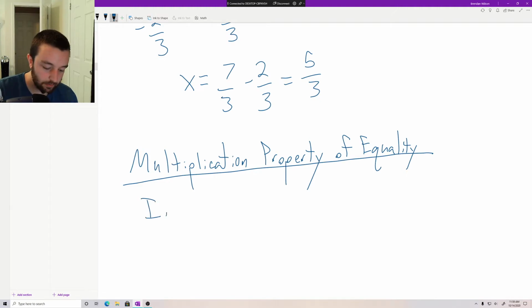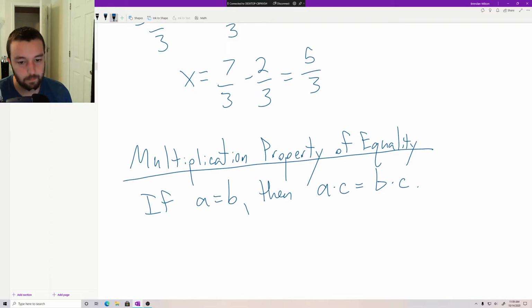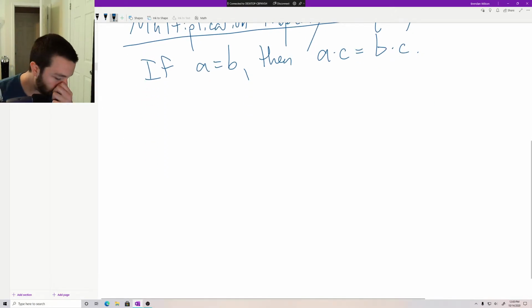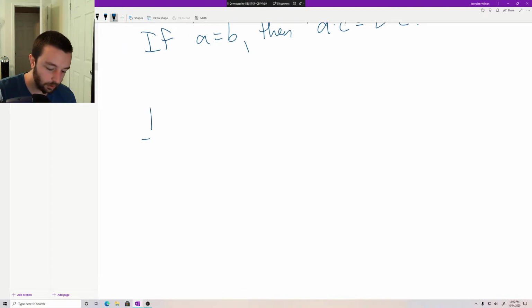So this says if A equals B, then A times C equals B times C. Okay. So we're just saying if you have some equation where you have something on one side, something on the other side, then you can multiply any number you want on both sides. Okay. So let's think about how this would work. What if we had 1/3 times x equals 4?